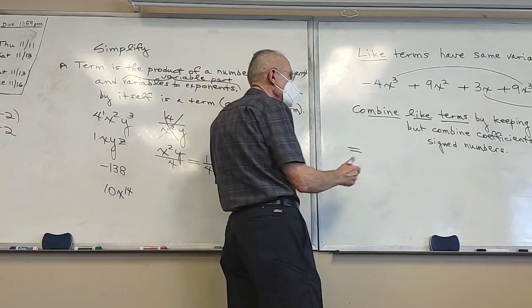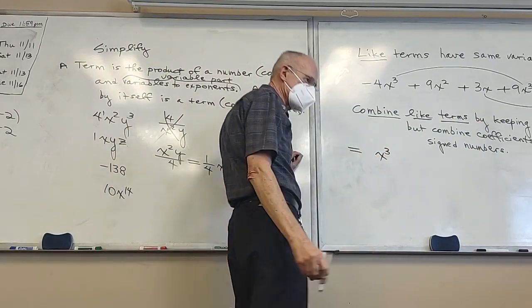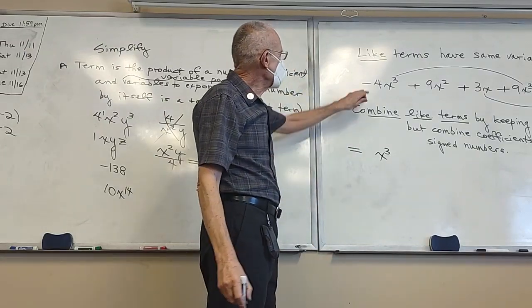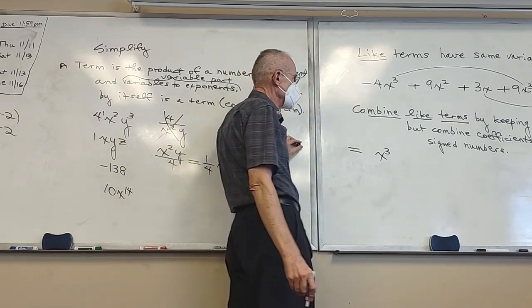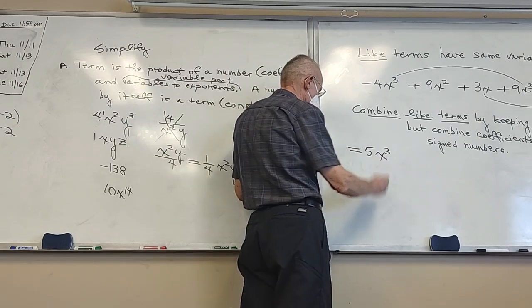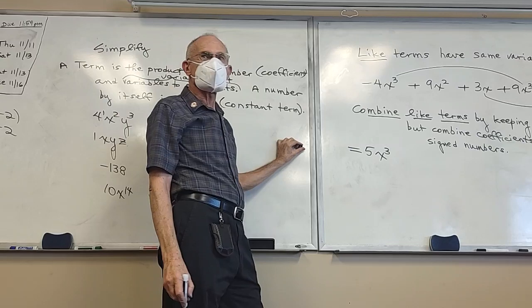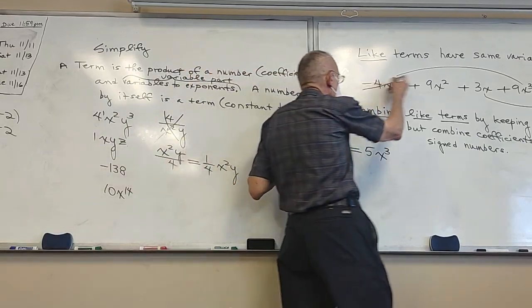Aren't they both x cubed terms? Yep. Keep the x cubed. Don't change the x to the 6th or anything like that. X cubed. But we combine the minus 4 plus 9. What's minus 4 plus 9? Positive 5. There's the result of combining those. Everybody agree?